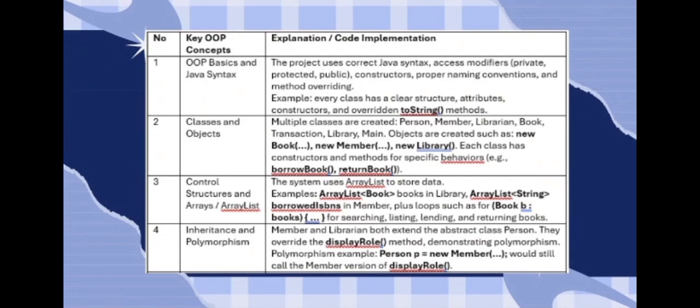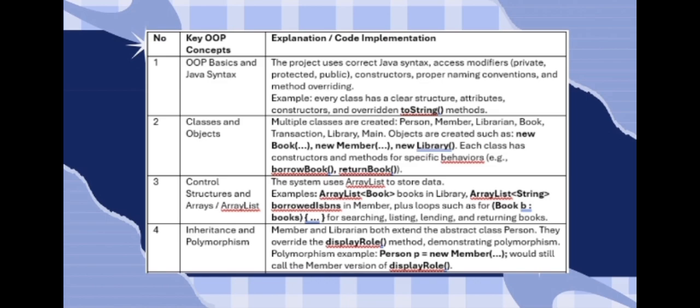Alright, for our project, we focus on several key OOP concepts in Java. First, OOP basics and Java syntax. We use proper syntax, access modifiers, constructors, and method overriding. Every class has a clear structure and a toString method. Second, classes and objects. We created multiple classes like Book, Member, Library, and Transaction. Objects are instantiated using constructors, for example new Book, and each class has specific behaviors like borrowBook and returnBook.